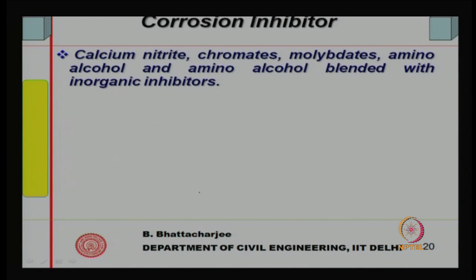That was viscosity modifier. Then we have corrosion inhibitor. They can stop the corrosion process, because rebar corrosion is one of the major durability problems in concrete, and corrosion inhibitors stop this. All right. How do they do it? They can block anodic or cathodic reactions.